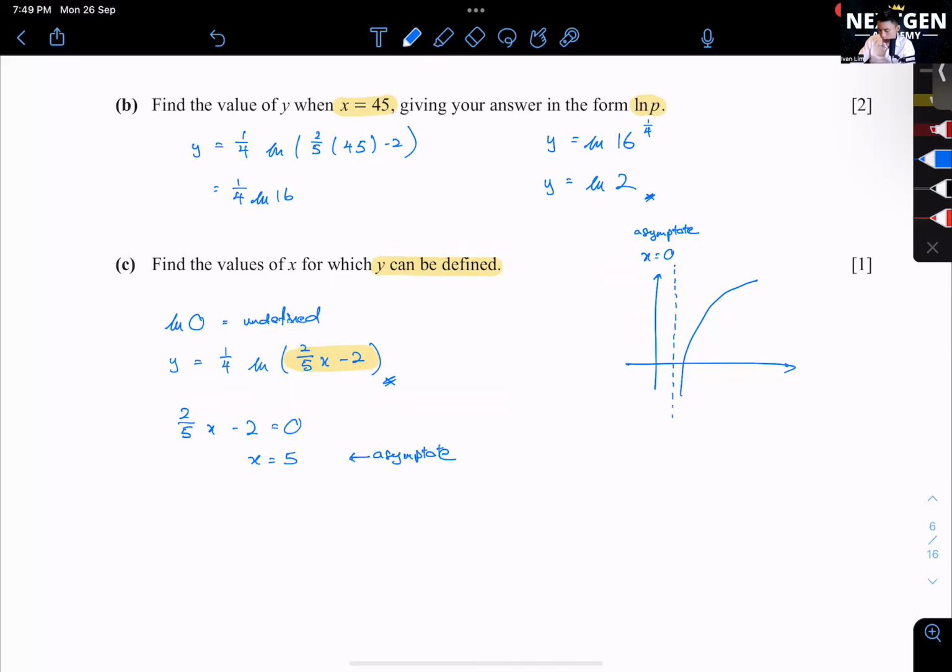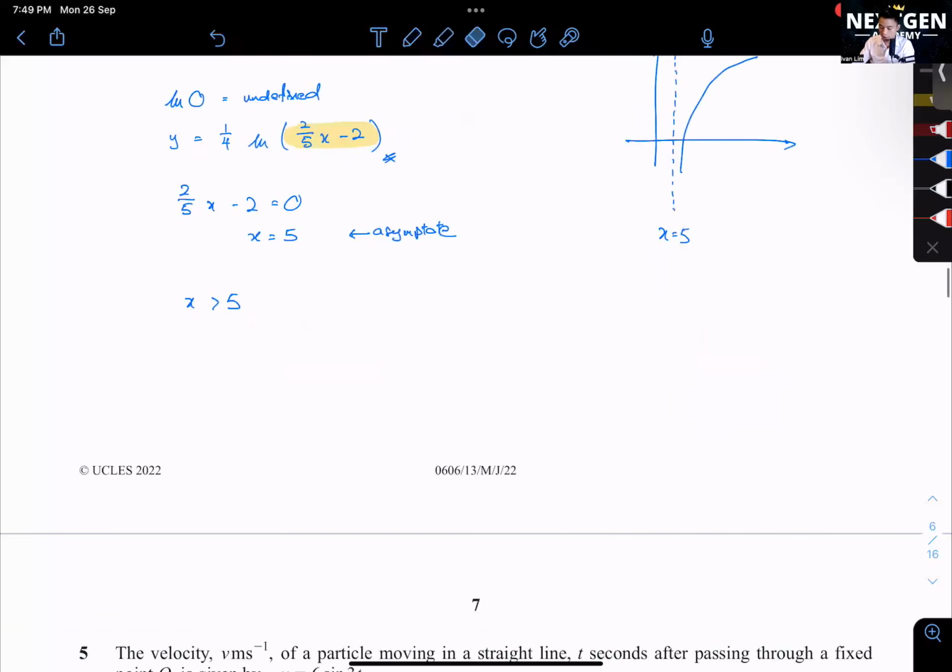Okay, understand how it works? x equals to 5. So how do I present the value of x for which y can be defined? It's x more than 5. One mark only. But they like to ask, log and ln, same thing. Just take whatever is in the bracket equals to 0 because we want to find the asymptote. This is the nature of your log and ln graph.